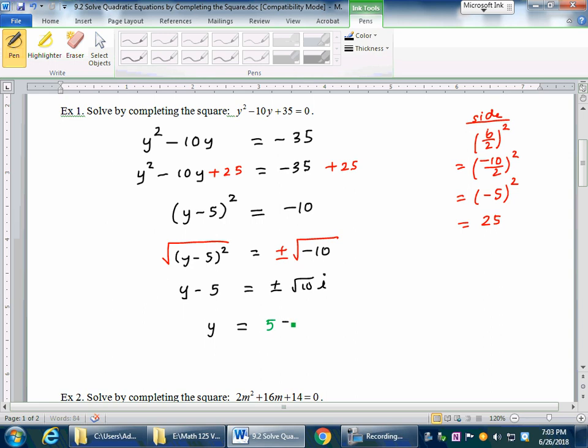And since this is a complex number, right away I'm going to write it in standard form. So finally, I got my solutions, which are 5 minus square root of 10 i, and 5 plus square root of 10 i.